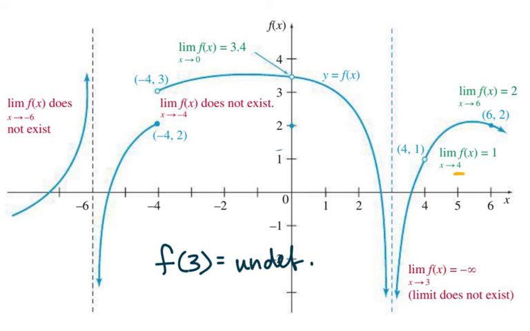Let's look at what happens as x approaches +4. From the left, the y value we get is 1. From the right, the y value that we get is 1. Therefore, since the limit from the left matches the limit from the right, and it appears they're both tending toward y equals 1 as x approaches 4, the answer here would be the limit as x approaches 4 of f of x equals 1.